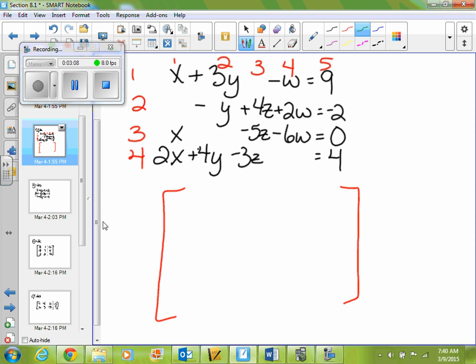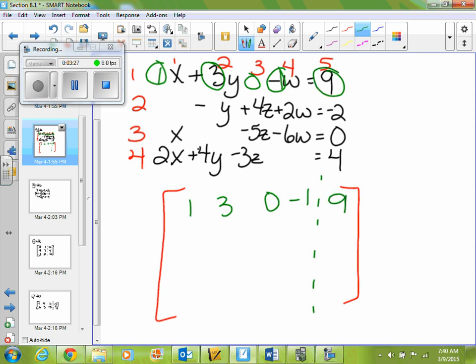Okay, so as I said, we only care about our leading coefficients. So I have 1, 3, 0, and negative 1 as my first one. And then it's called an augmented matrix because you put a dashed line and then you also include your answer of your system as your last column. So my first equation augments to a matrix of 1, 3, 0, negative 1, and 9. If I do the same thing for row 2, then I have 0, negative 1, 4, 2, and an answer of negative 2.